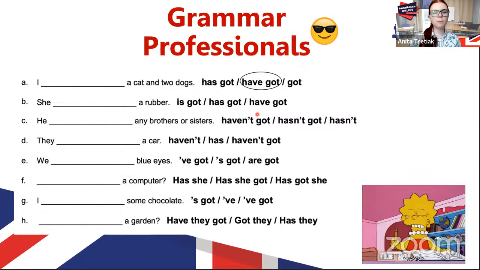Right, guys, one more time. We're doing B. She is got, has got, or have got a robber. Send B and the correct option there. Don't write the whole sentence, just the letter and the phrase. Write what you think we have here. Is got, has got, or have got. She has got. Okay, I can see the first answer. Okay, but others be ready too.